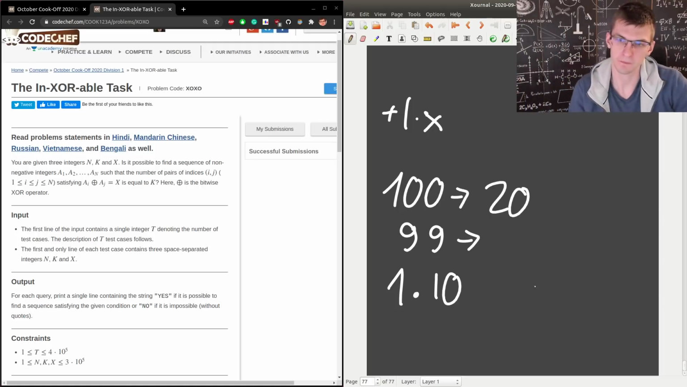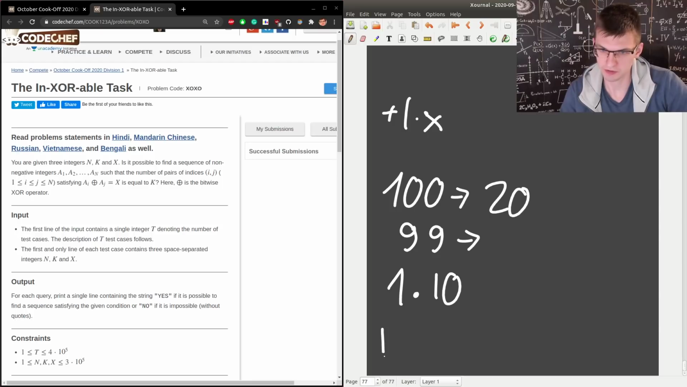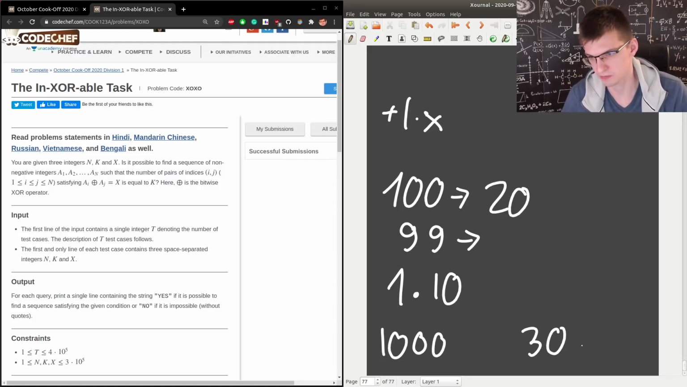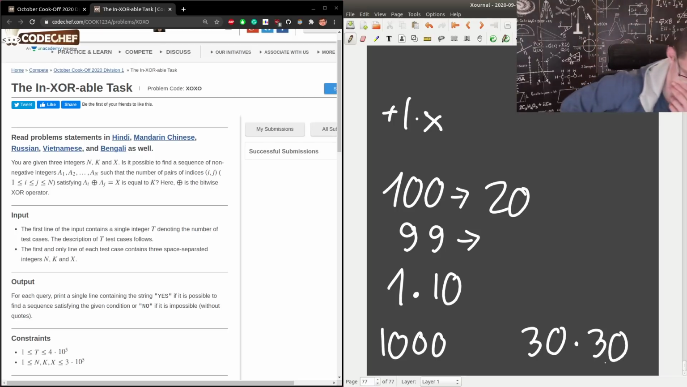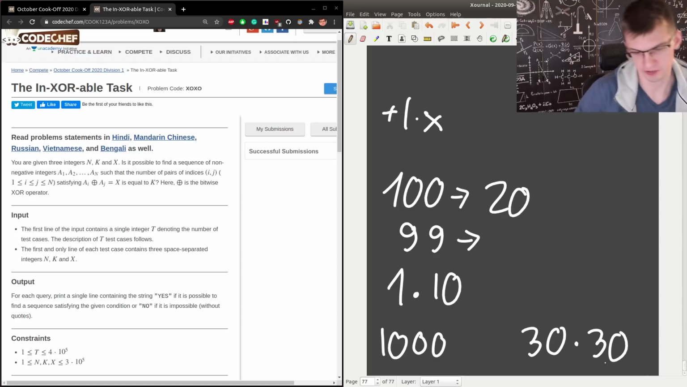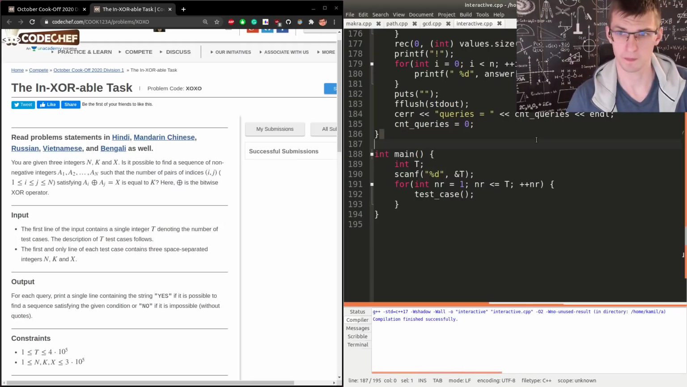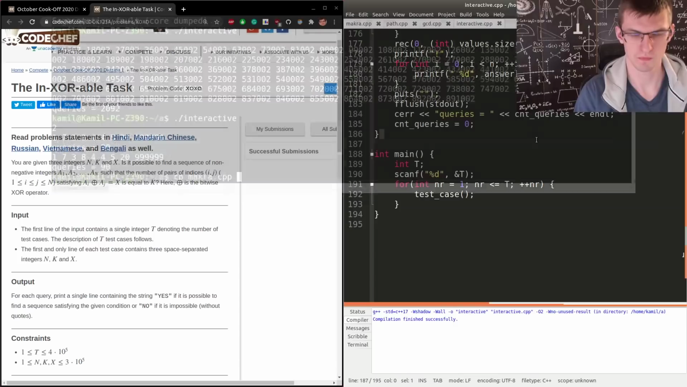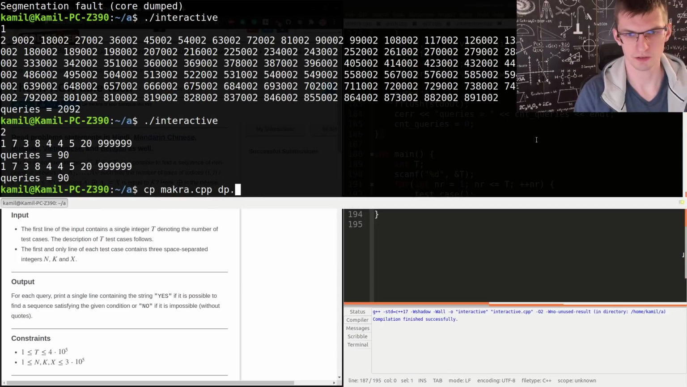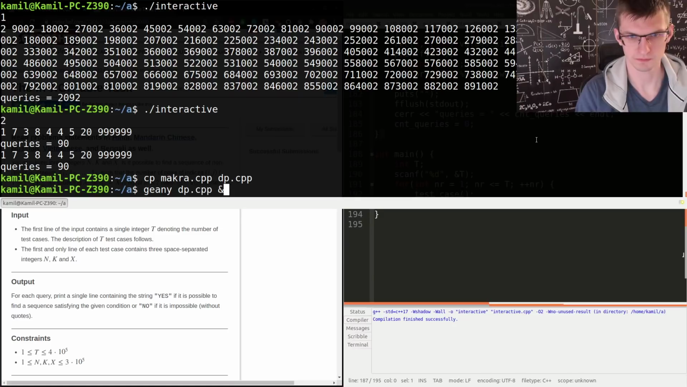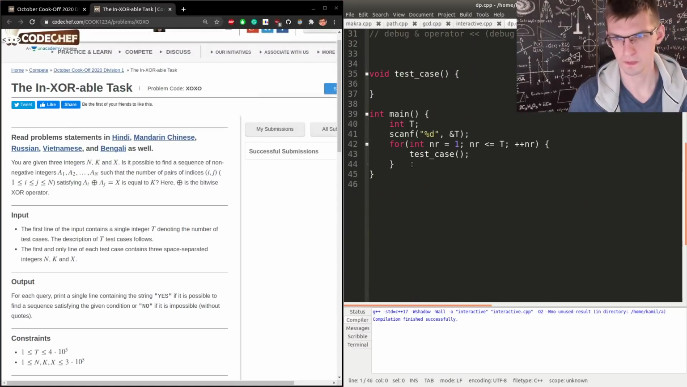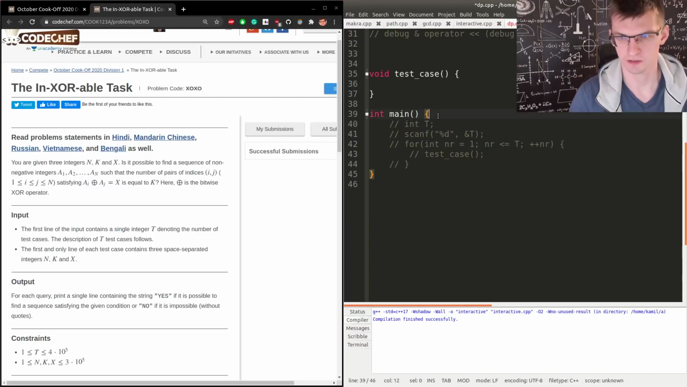I can try some hacking, like if the number is 1000, then I will say that, well, something around 30 times 30 is reasonable. I will not try numbers far away from 30. I can quite easily check with brute force. With DP. Let's call it DP problem. Even before reading test cases.